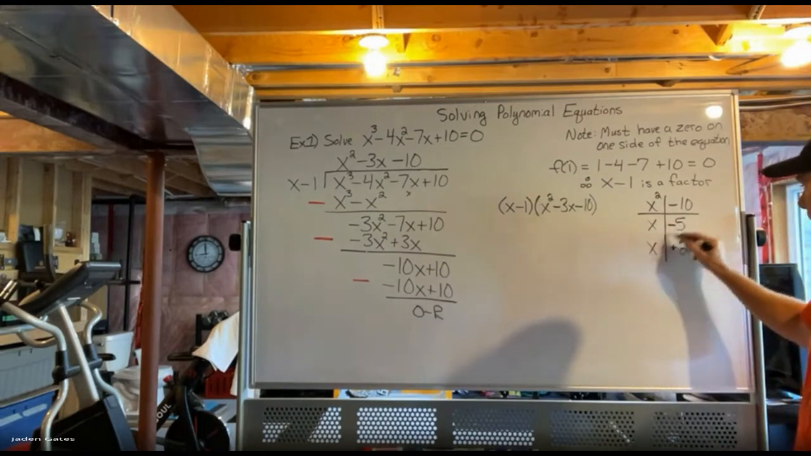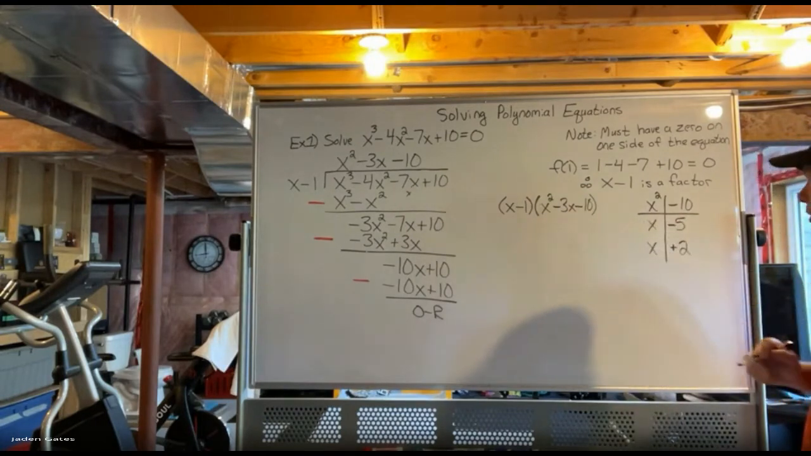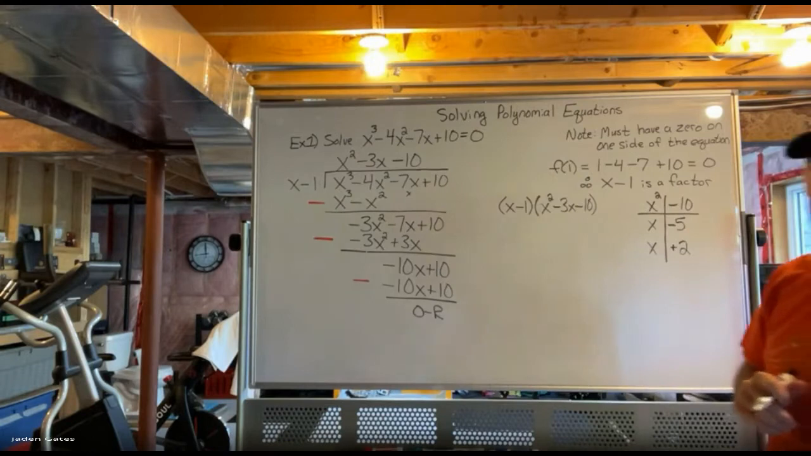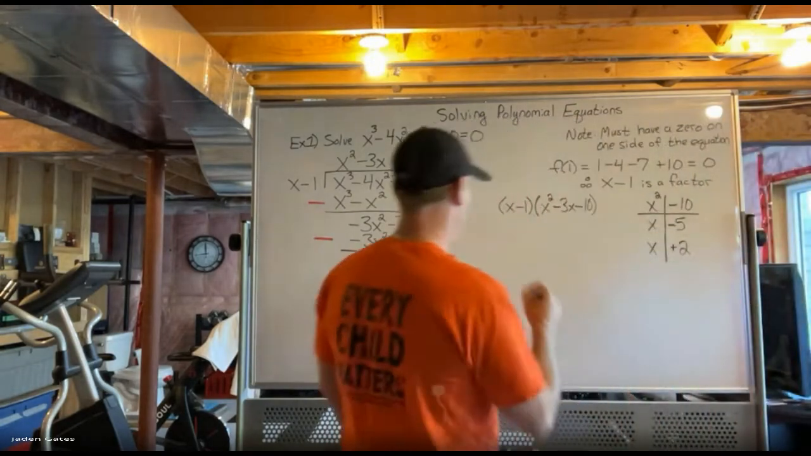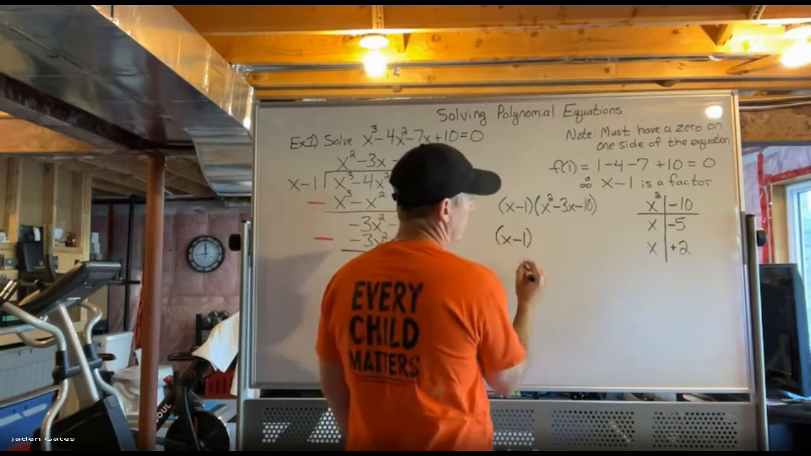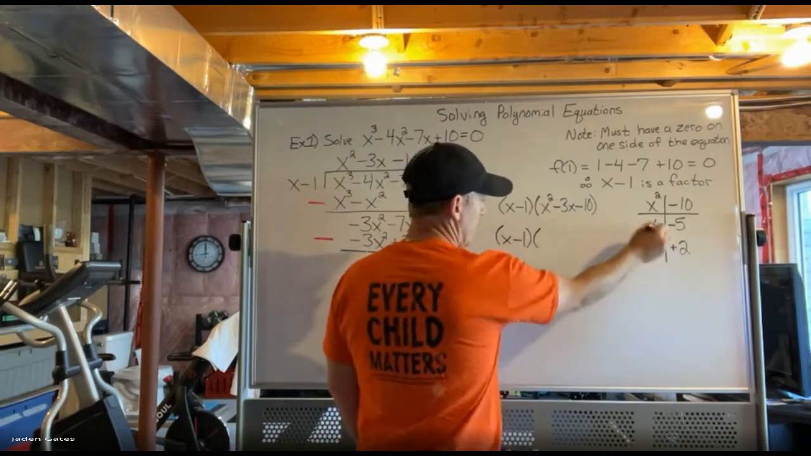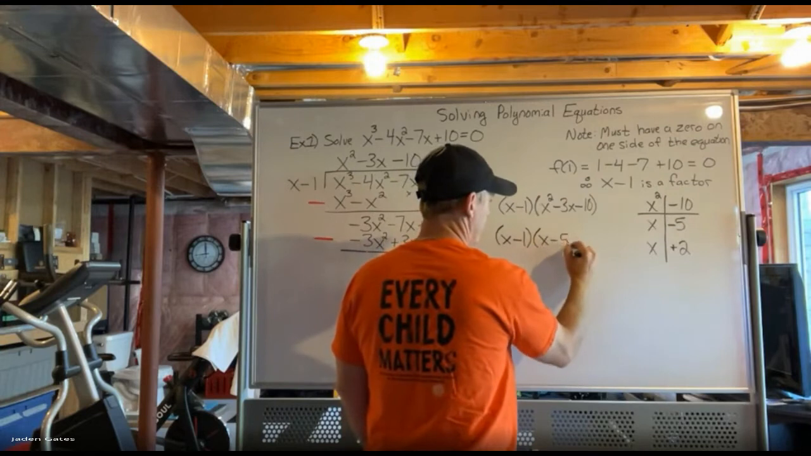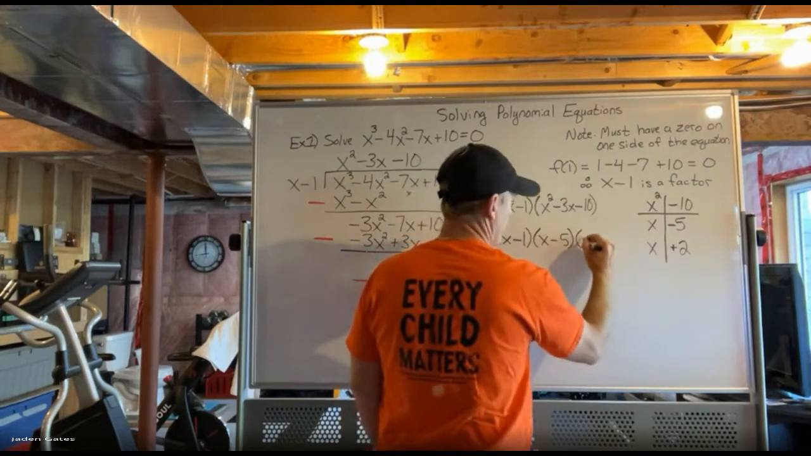There, now I've got minus 5x plus 2x. That gives me negative 3x. So now I've got my equation fully factored. I've got x minus 1 times the x minus 5 times the x plus 2.